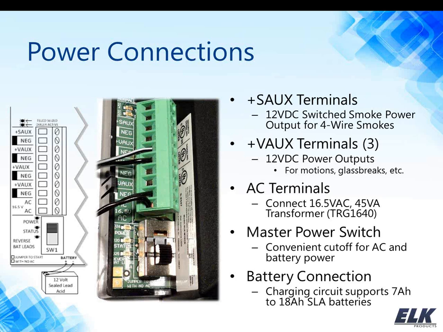If you do buy the M1 panel in a kit, you're going to get a TRG 1640, which is an Elk transformer. You're just going to use the 2 power legs. You are not going to ground it, and you're going to wire those directly in.